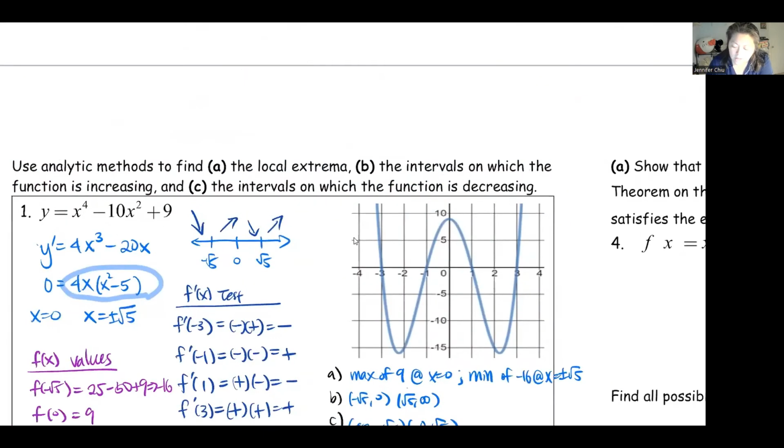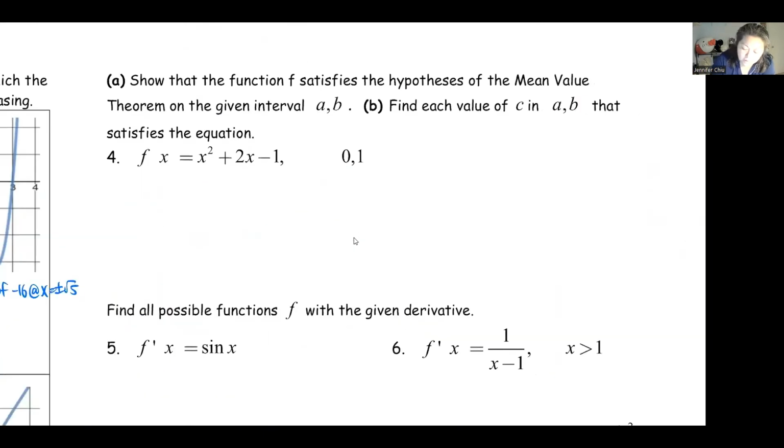Very good. Now I am going to go ahead and figure this one out. This is applying the mean value theorem. It says, show that the function satisfies the hypotheses of the mean value theorem on the given interval a to b. In order for it to satisfy the hypotheses of the mean value theorem, the function must be continuous and differentiable.